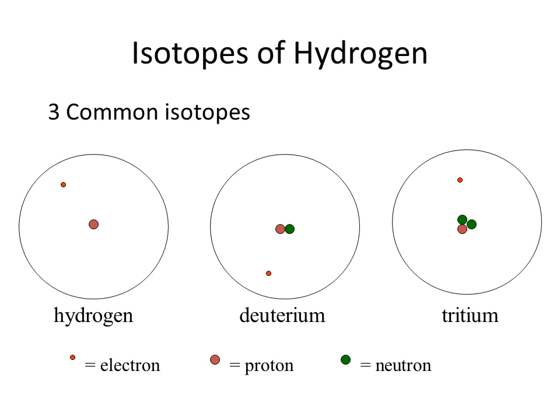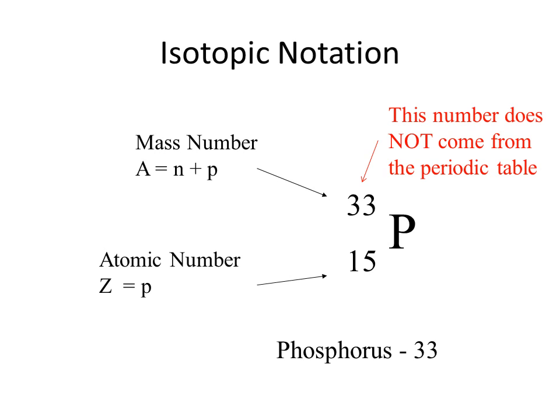The isotopes of hydrogen are the only isotopes that have specific names like deuterium and tritium. The remaining isotopes are identified in a different way. We use isotopic notation to identify these different isotopes.